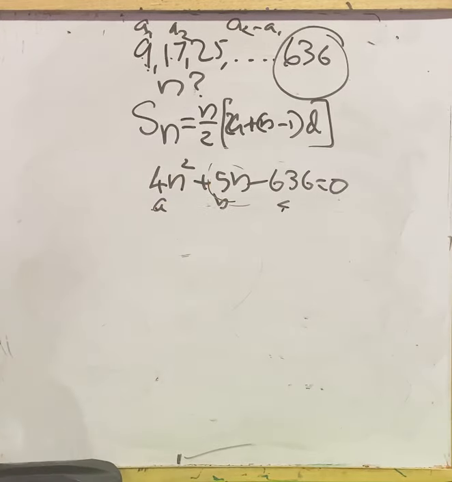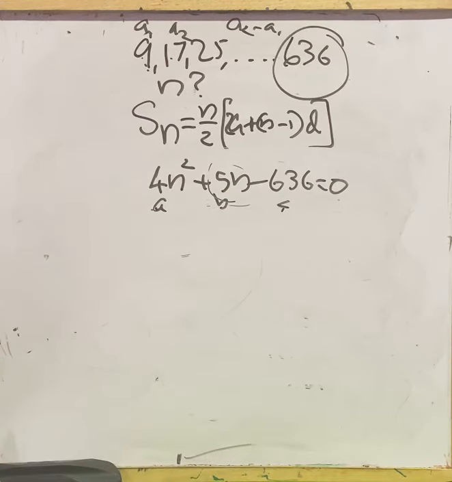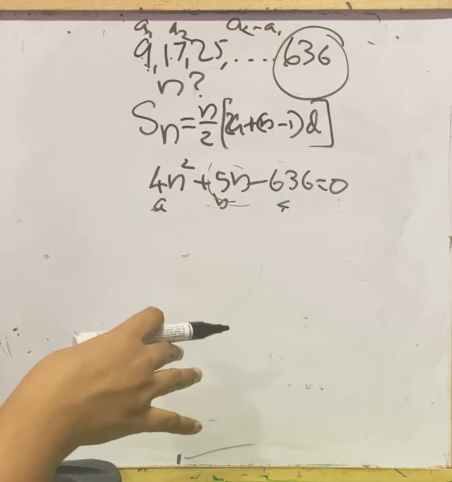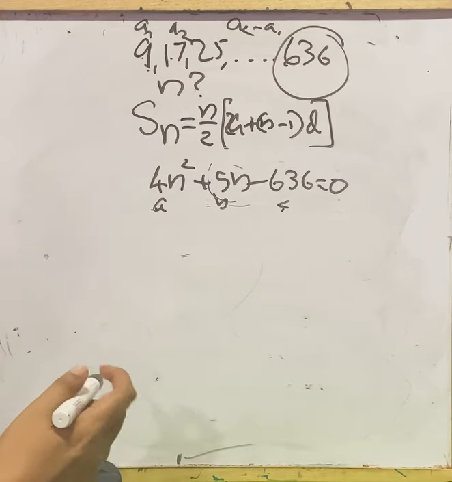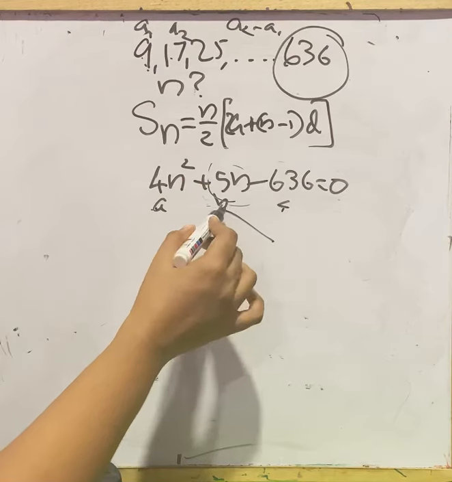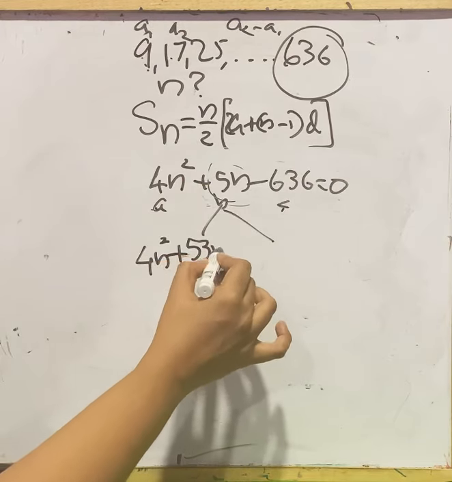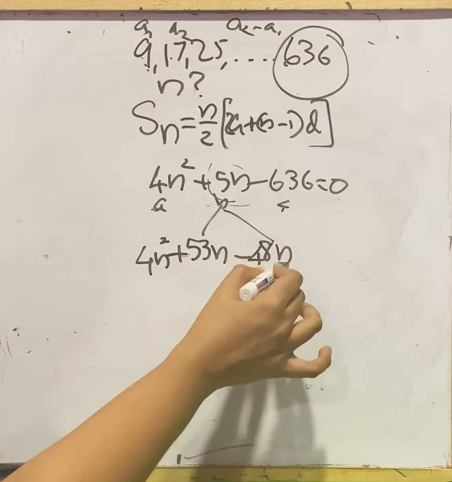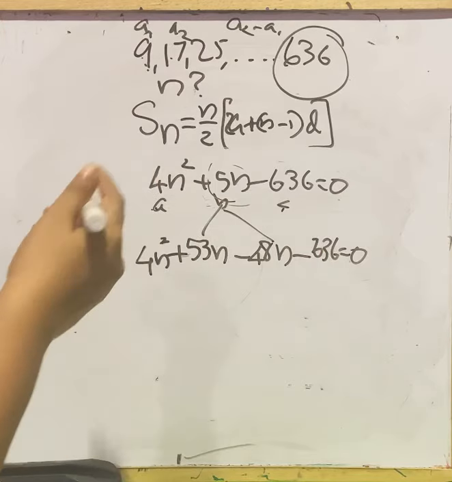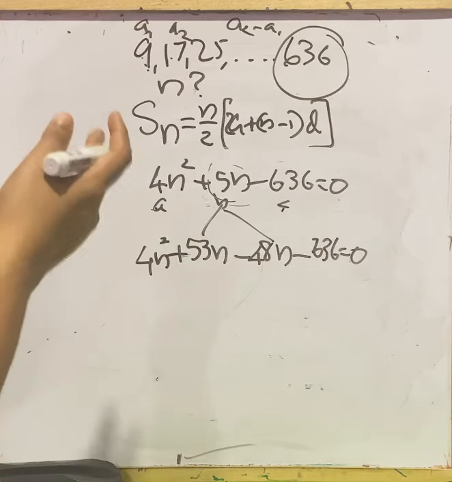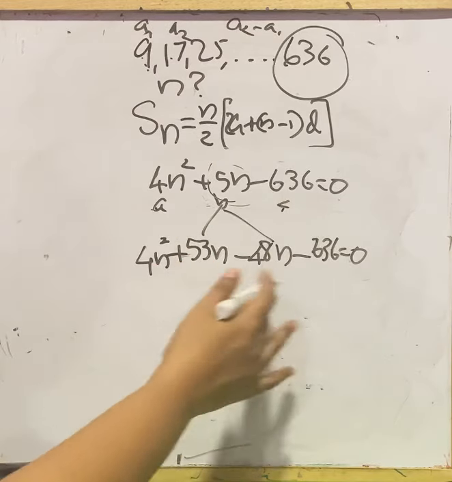Now I am writing it directly, you can check it. Here a into c I will get 2544, and among the factors of 2544 I will choose 53 and 48 to get 5. I will split like this: 4n square plus 53n minus 48n minus 636 equal to 0. Solving quadratic equations I have already explained in detail, so please go through that chapter. Then you will get more clarity in this portion.